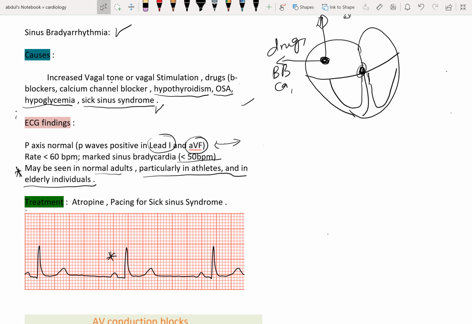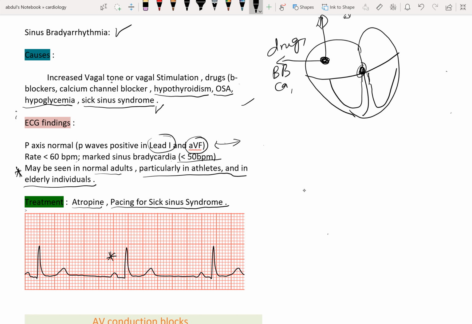And basically, you don't need any treatment unless you want to treat the underlying cause. If they're symptomatic, you just give them atropine. And pacing is required for sick sinus syndrome. That's all. So let's have a look at the ECG.